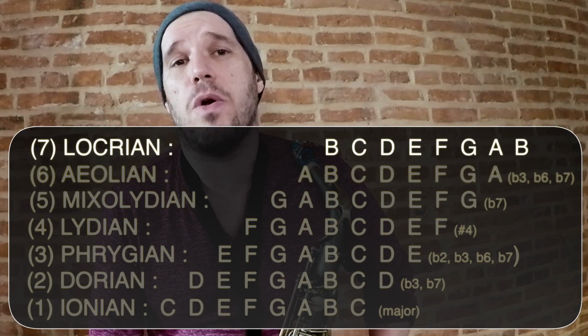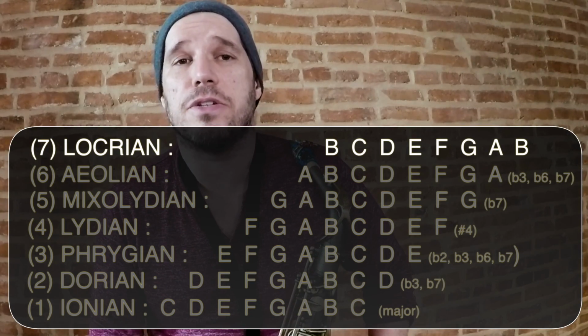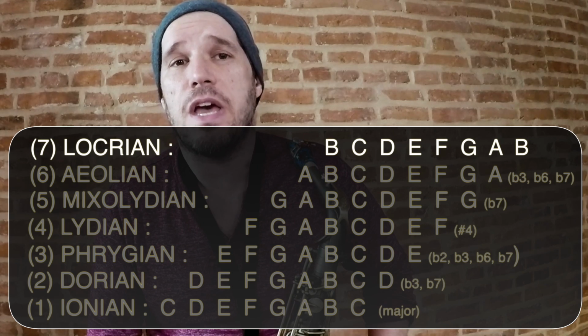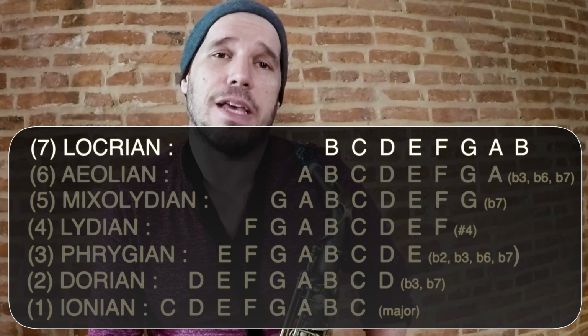And the last mode starts on the 7th degree of the major scale. In the case of C, we would play from B to B in the key of C.